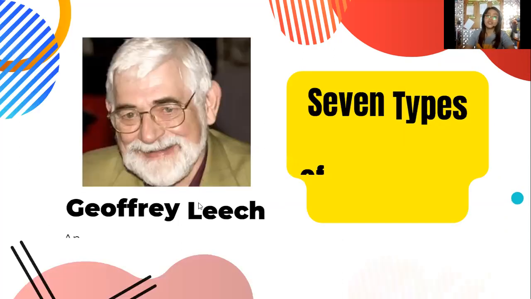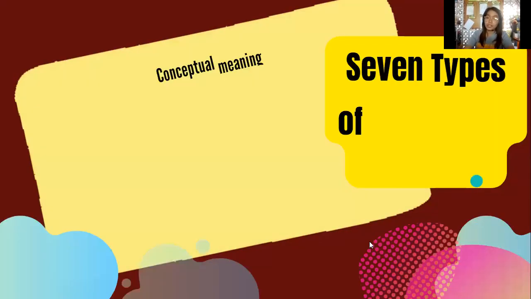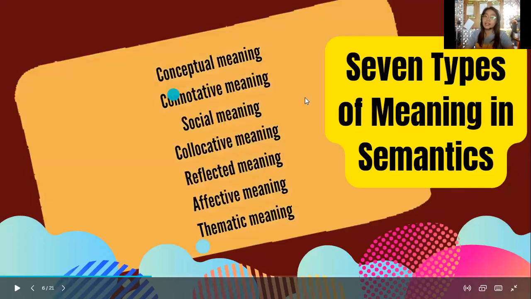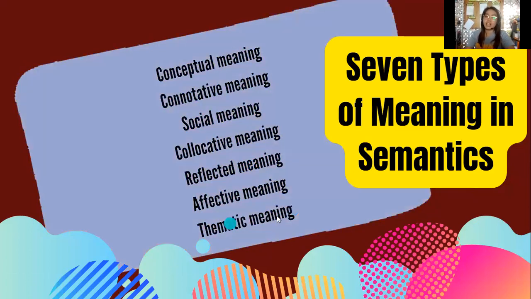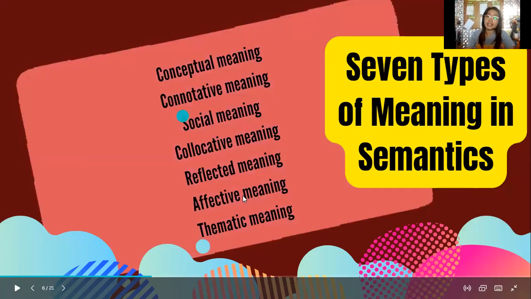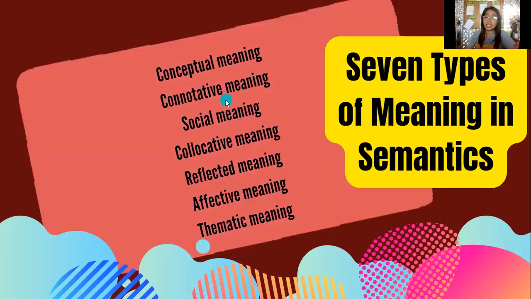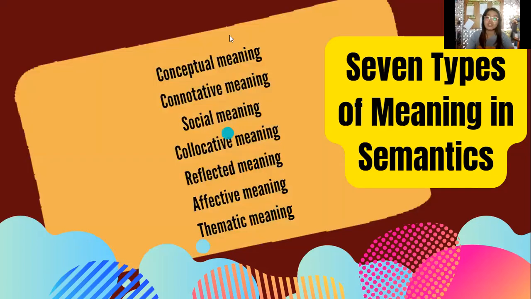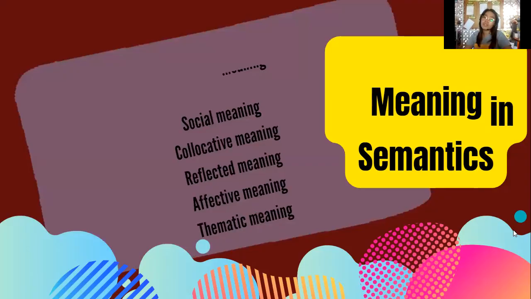Now, according to Geoffrey Leech, an English linguist and scholar of corpus linguistics and pragmatics, he developed the 7 types of meaning in semantics, such as the following: the conceptual meaning, the connotative meaning, social meaning, collocative meaning, reflected meaning, affective meaning, and the thematic meaning. Connotative meaning and affective meaning are under the associative meaning that we'll be discussing later on. And we have the conceptual meaning and the thematic meaning. Okay, so let's proceed to this one.